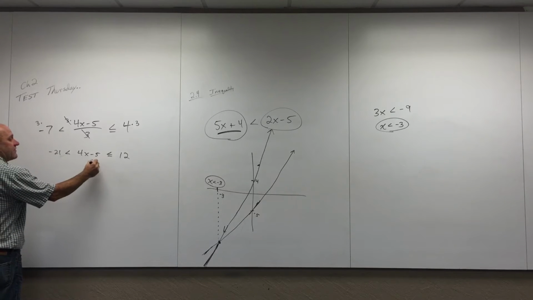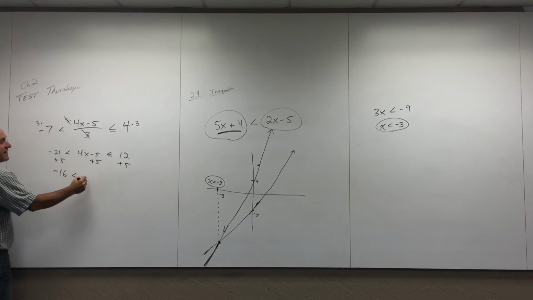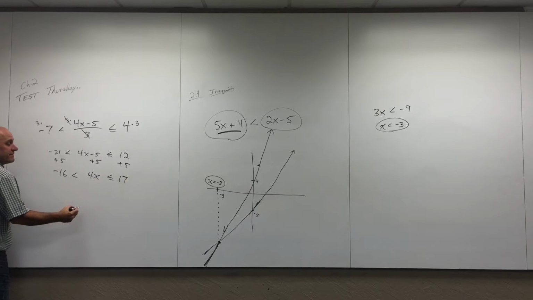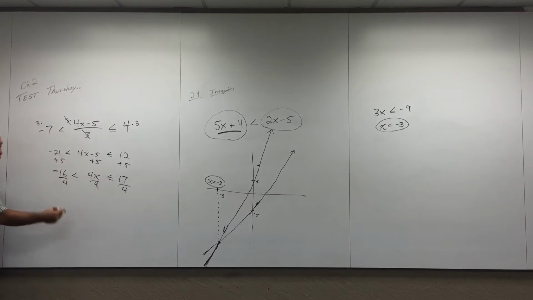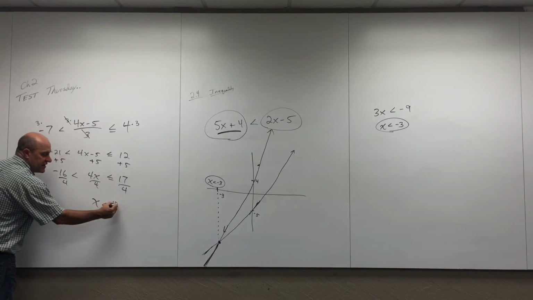Add 5. Thank you very much. That's negative 16. That's 4x. And that's a 17. One more move. Divide by 4, divide by 4, divide by 4. All 3 places and you're done. Your inequality answer is this sandwich inequality here.